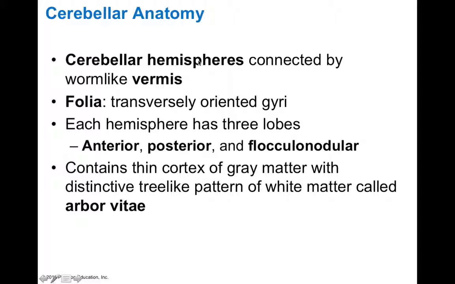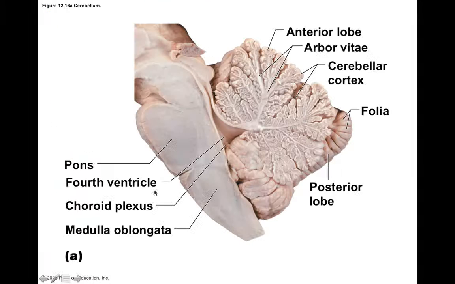So when you look at the anatomy of your cerebellum, you find that it's got hemispheres just like your cerebrum. So you have cerebellar hemispheres that are connected by this vermis. There's folia, which are like the gyri in your cerebrum. Each hemisphere has 3 lobes. We have anterior, posterior, and flocculonodular. And it contains a thin cortex of gray matter with a distinctive tree-like pattern deeper called arbor vitae.